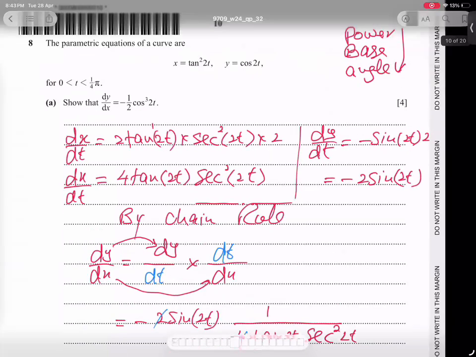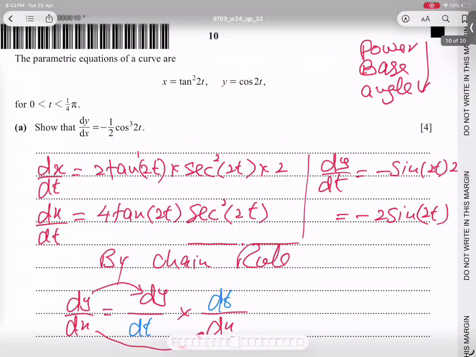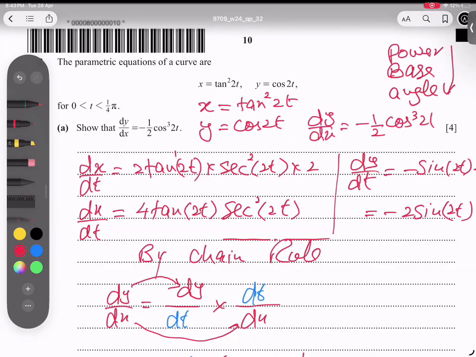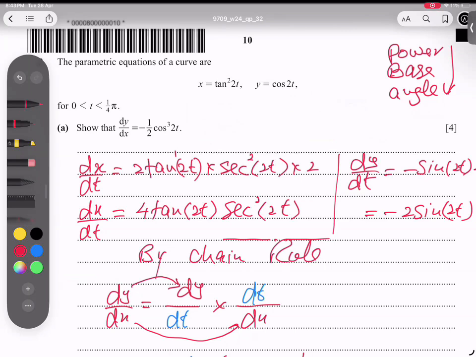So students, what is the time? If time is given as pi by 8, we have to use these equations and derivatives. So let's start. The x value is tan square 2t, the y value is cos double t, and the gradient is negative half cos cube 2t. I will take these values and bring them onto the page. Keep your eye on pi by 4, so t value pi by 4 is the boundary.